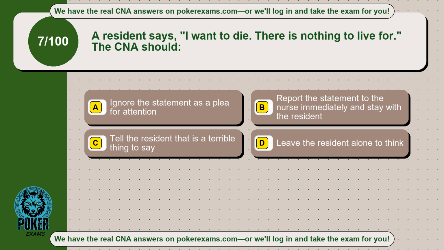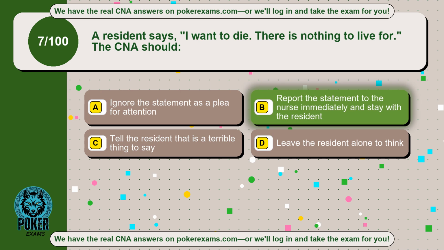Question 7. A resident says, "I want to die. There is nothing to live for." The CNA should: Option A, ignore the statement as a plea for attention. Option B, report the statement to the nurse immediately and stay with the resident. Option C, tell the resident that is a terrible thing to say. Option D, leave the resident alone to think. The correct answer is option B, report the statement to the nurse immediately and stay with the resident.